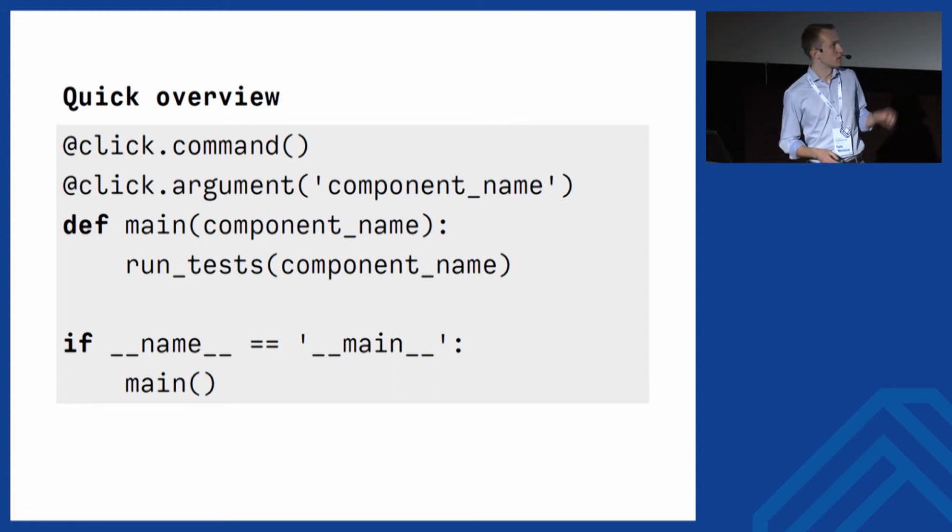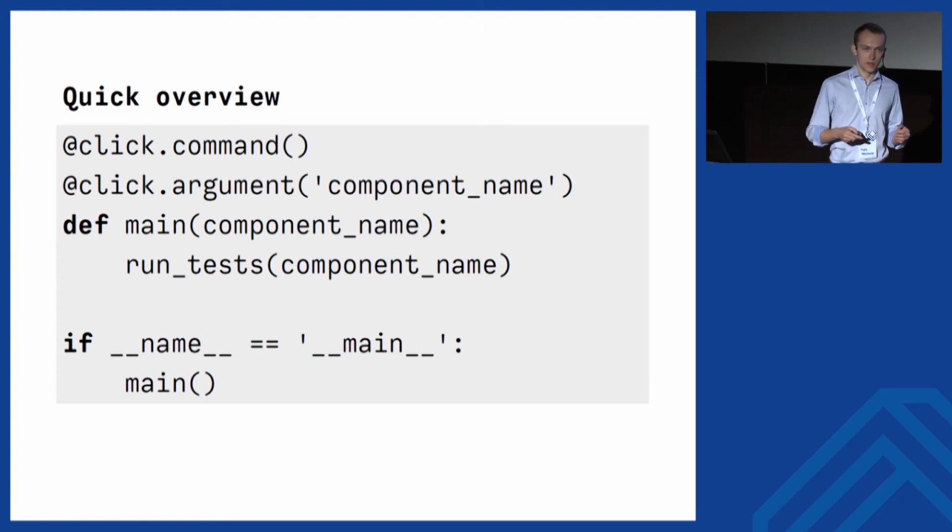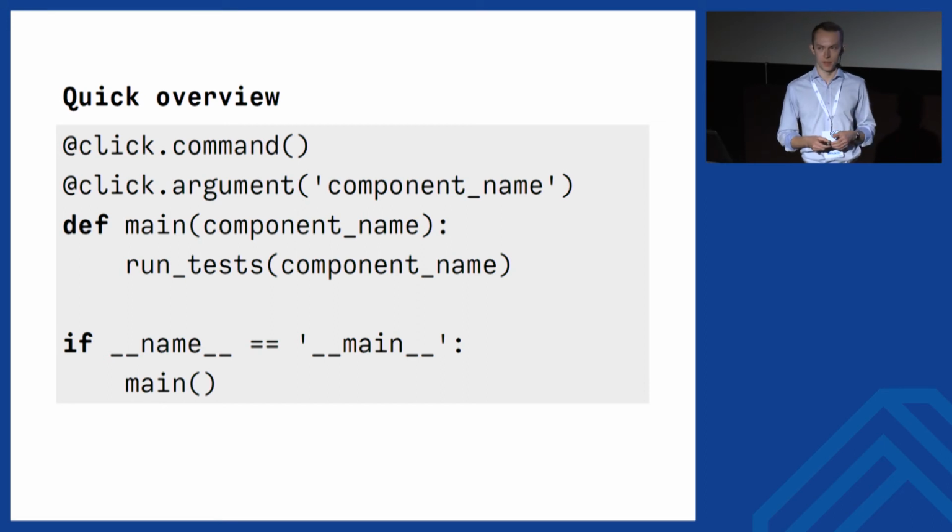And in Click you would do this like this, you use the command decorator. So basically you start by writing your function and you assume that you will get all those arguments that you require, like component name in this instance. And then you decorate the function with the decorators that Click provides. So you use the command decorator to indicate that you are going to define a command, and then you use, for instance, the argument decorator to define your arguments. You can define as many as you want, and to give you the feeling of how this works, let me show you a few examples.